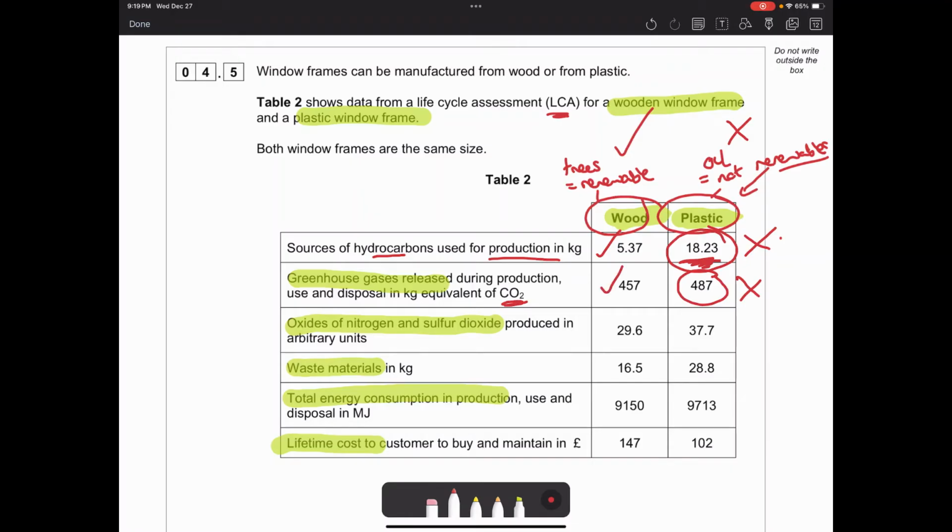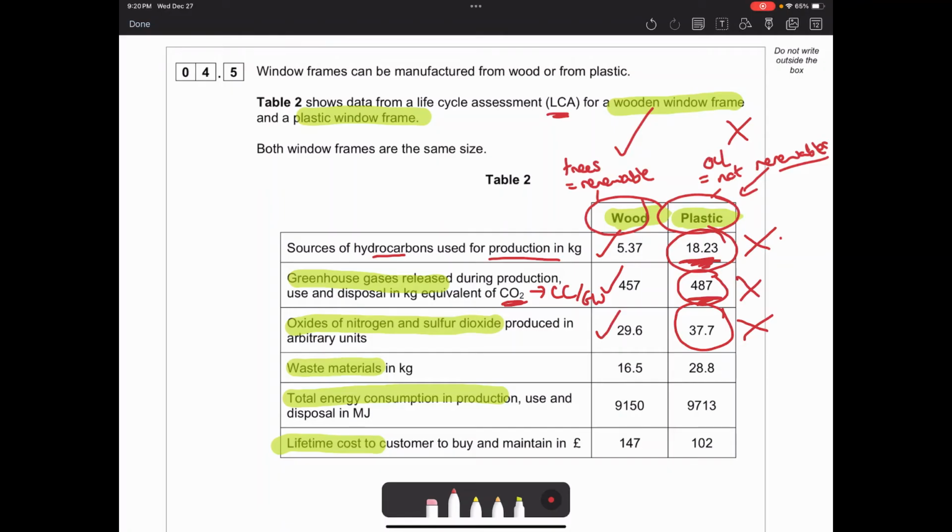Now, you could link in a bit of your own knowledge here. All this CO2 we're releasing, what is that contributing to? Climate change or global warming. Okay, so plastic window frames are having a bigger effect on the environment than wood. Oxides of nitrogen and sulfur dioxide produced in arbitrary units. You can see again, plastic are producing more, okay, than wood window frames. So that's an advantage for wood.